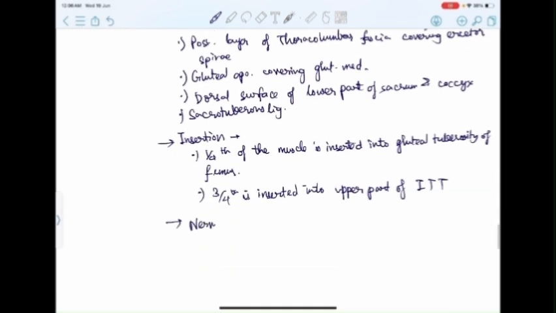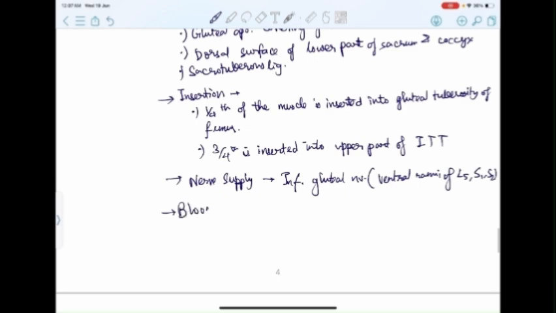Nerve supply: inferior gluteal nerve, ventral rami of L5, S1, S2. Blood supply. Such a huge muscle, so you need to think about its blood supply.